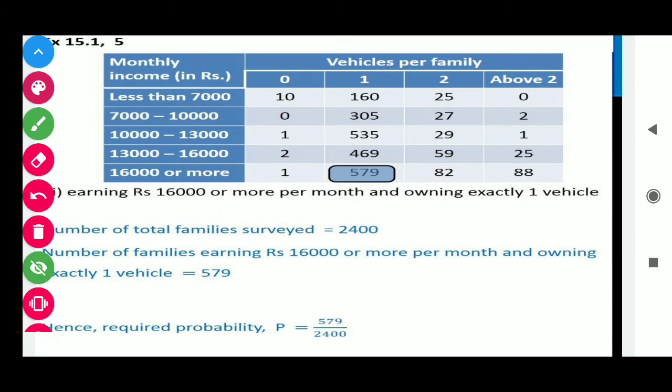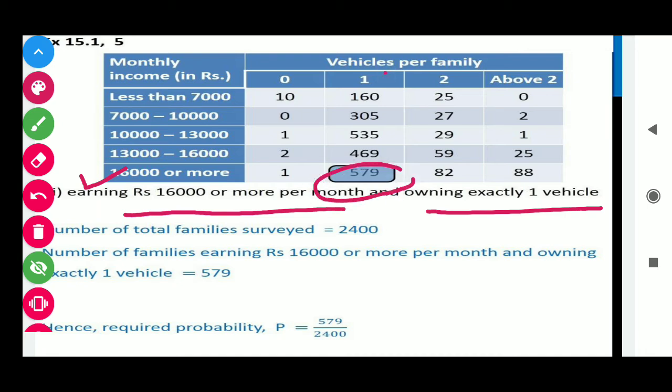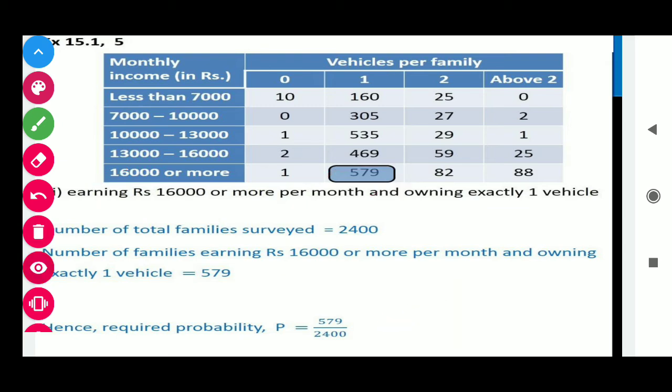Second part is earning rupees 16,000 or more per month and owning exactly one vehicle. Students, you can see from the table that earning 16,000 or more, that is the last row, and owning exactly one vehicle. That family has precisely one vehicle, and these are 579 in numbers. So let's have the solution. Number of total families is 2400 and families having exactly one vehicle are 579 in numbers. So the required probability is 579 over 2400.